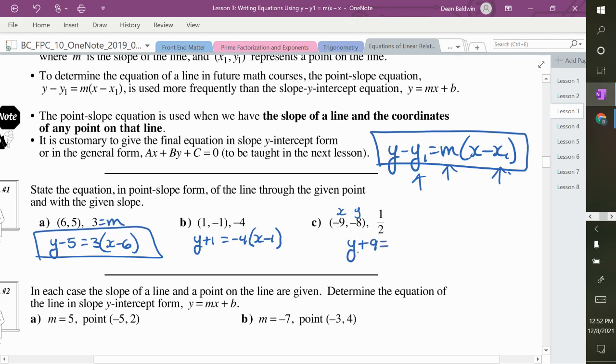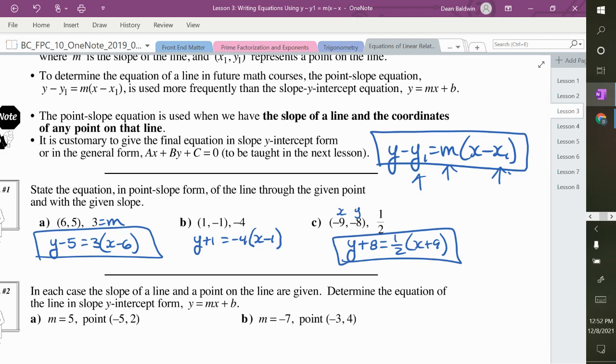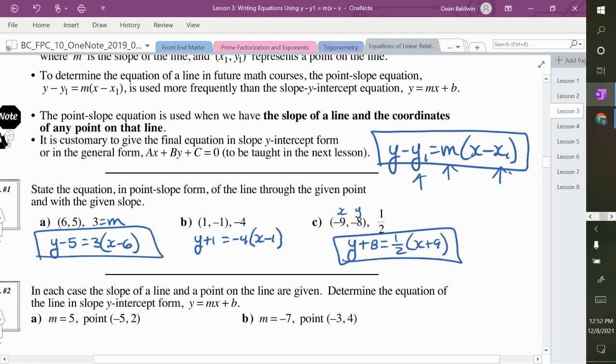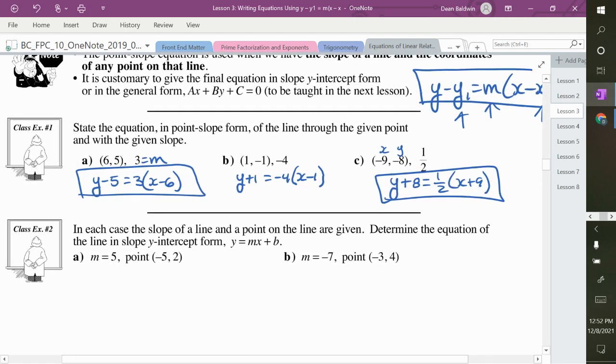Oh, I wrote it in the wrong spot. Y plus 8 is equal to 1/2 (x plus 9). The only trick with this is if you have a negative, it flips the sign because you're subtracting a negative. So it turns into a positive. Okay? Well, yeah, I'm talking about this specific equation. All right. Are we okay? All right. Okay.